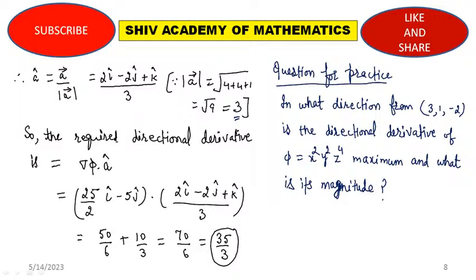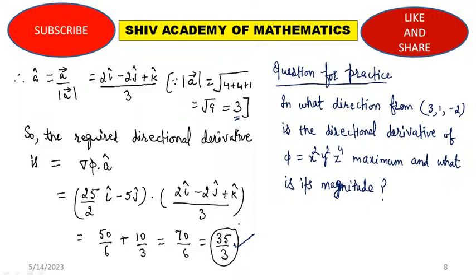So the required directional derivative is what? It is del phi dot a cap. We take the dot product of del phi with this a cap, and finally we get the answer 35 by 3, because the calculation is simple, you can do it easily. The dot product: i dot i is 1, i dot j is 0, i dot k is 0. So its answer is 35 by 3.